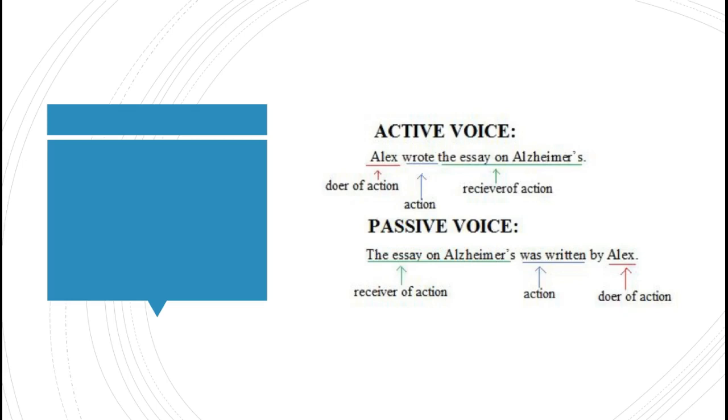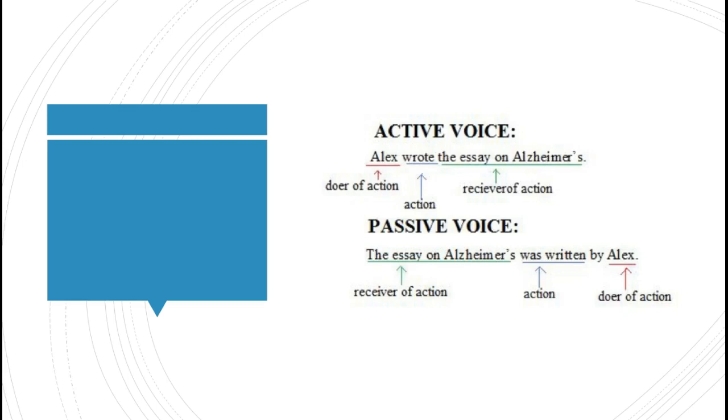So if Alex is writing an essay on Alzheimer's, one thing that you could say in an active format would be Alex wrote the essay on Alzheimer's. So Alex is the doer of the action. The action is writing, which at this point is in past tense, is wrote, and the receiver of the action is the essay on Alzheimer's.